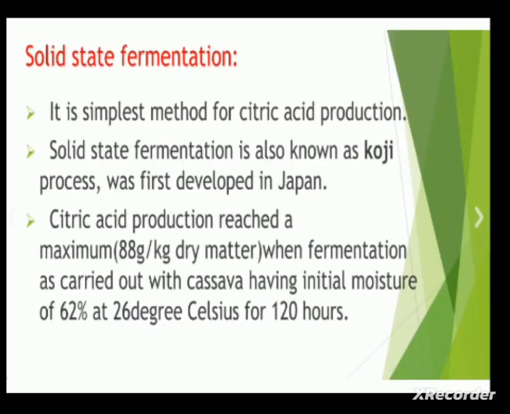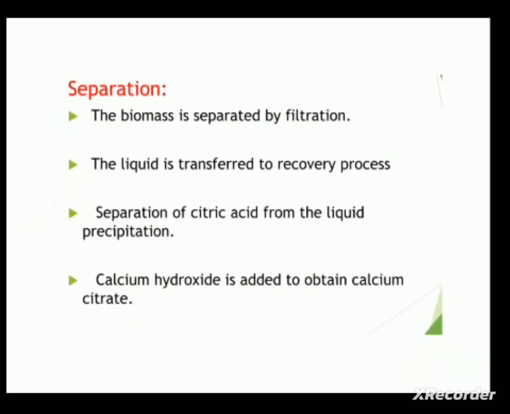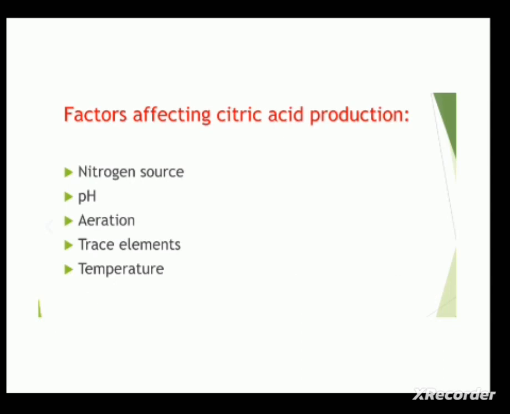Then we come to solid state fermentation. It is the simplest method for citric acid production. Solid state fermentation, also known as the Koji process, was first developed in Japan. Then separation: the biomass is separated by filtration, the liquid is transferred to the recovery process, for separation of citric acid from the liquid preparation, calcium hydroxide is added to obtain calcium citrate.